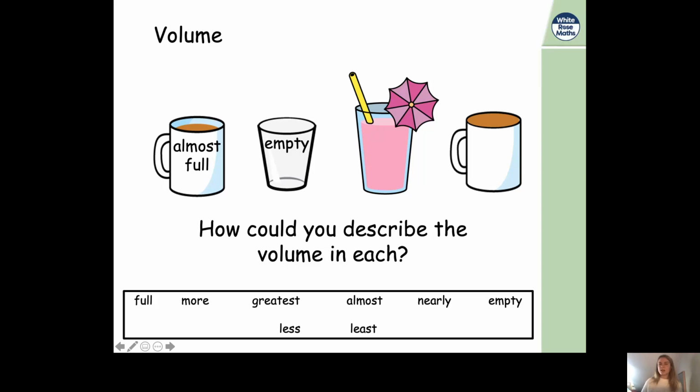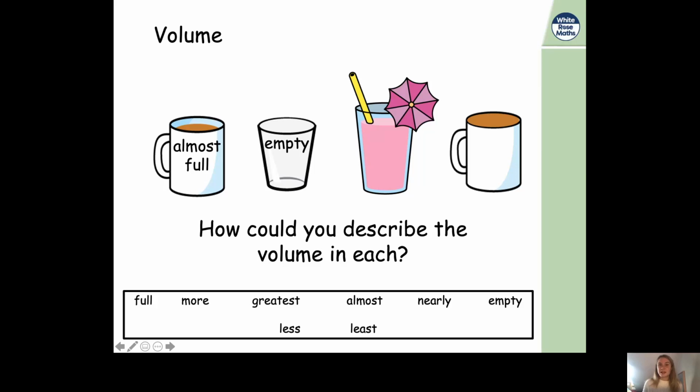Now, what I would like you to do is have a go at the next 2 on your own. So can you pause the video and have a think? How could you describe the volume in these next 2 containers? Okay, so pause the video now and have a go.